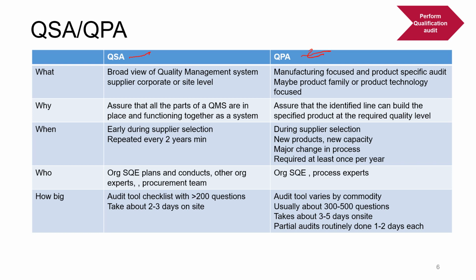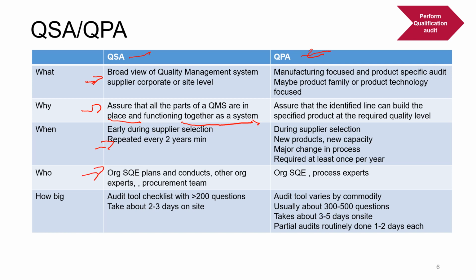Quality system audit is actually a broad view of quality management of suppliers, corporate, or the site level. It is to assure that all the parts of quality management system are in place and functioning together as a system. And it should be done during the early stage of supplier qualifications or selections, and it should be repeated at the minimum every 2 years.